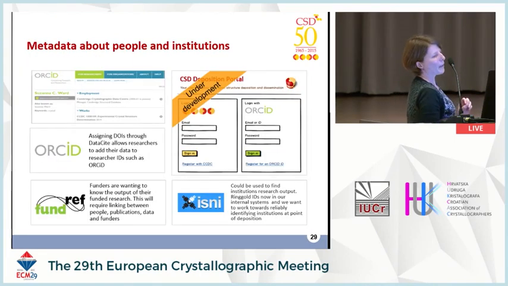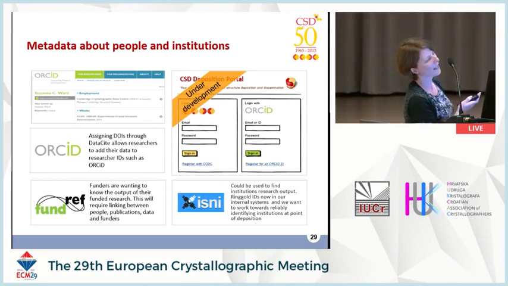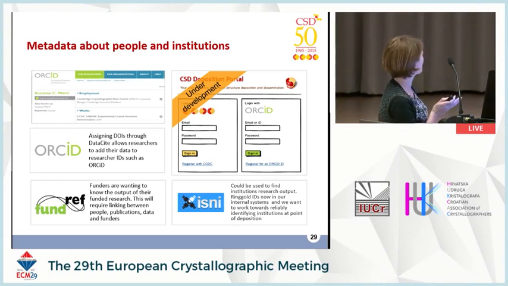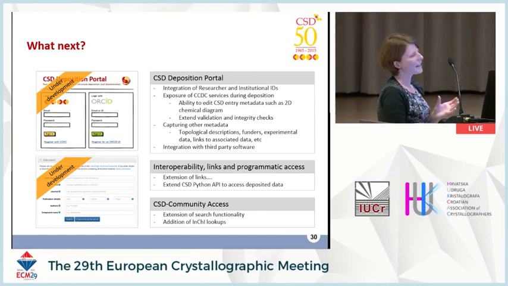So when we talk about publications and DOIs, assigning DOIs also means that researchers can add data to their researcher IDs, such as ORCID, alongside their publication. So they're getting more attribution and credit for their data as well as publications. We might also want to think about how we could add data about funders, about grant numbers, and associate that with data and publications. And then about institutions, so working with people like ISNI and Ringgold to associate data and institutions as well.